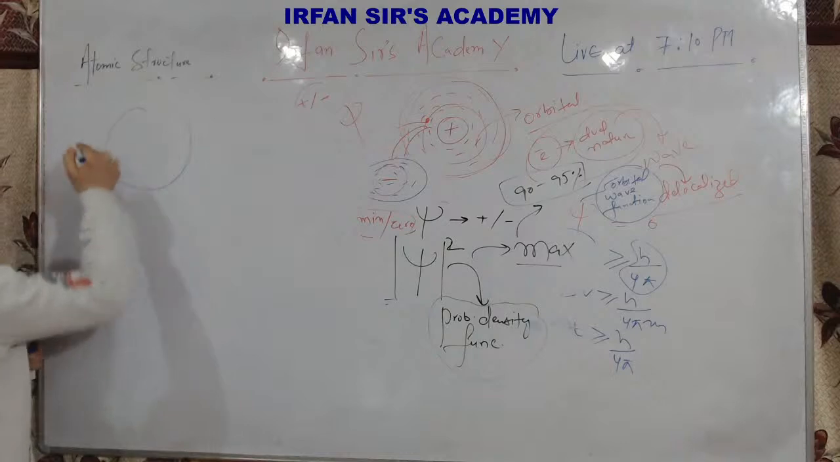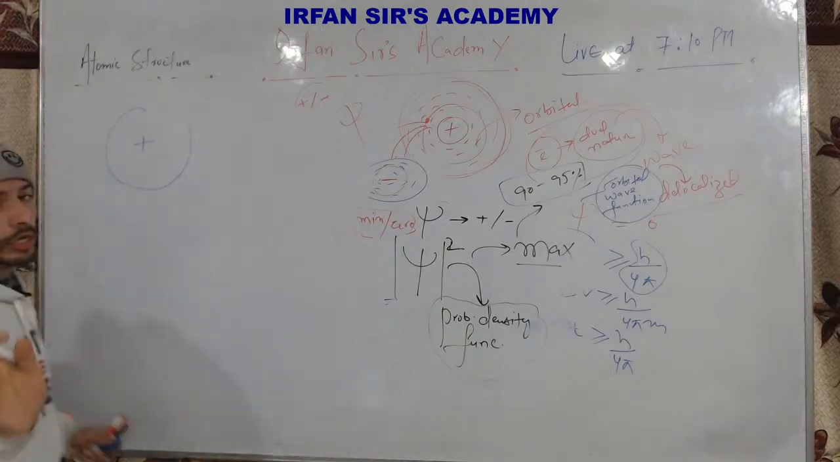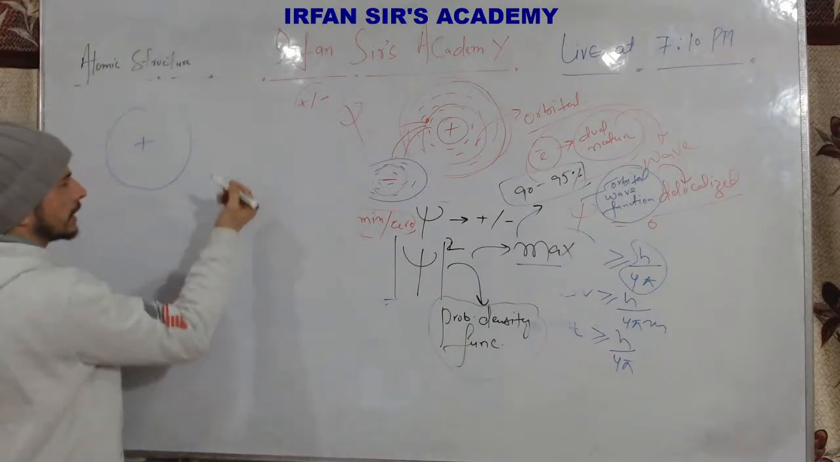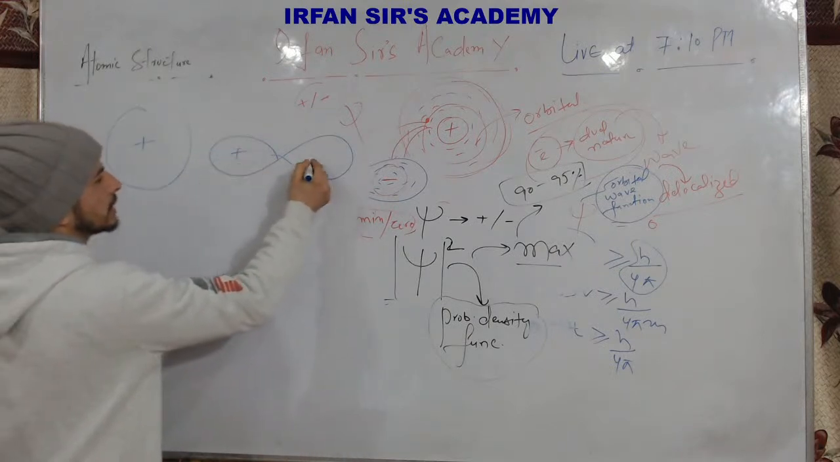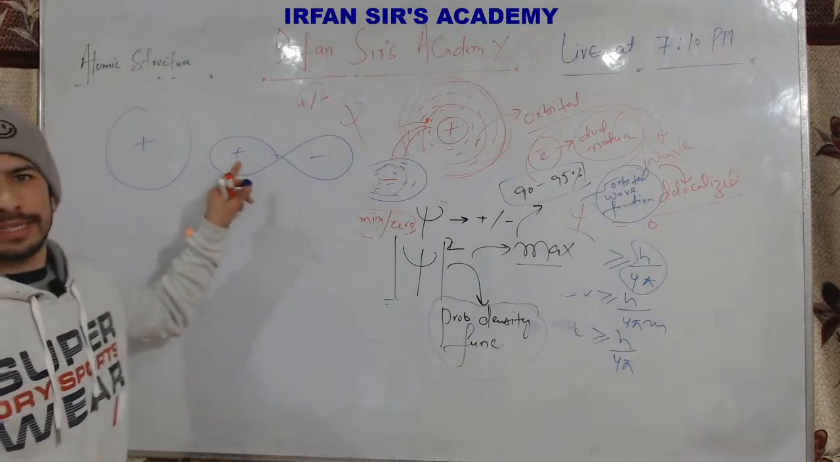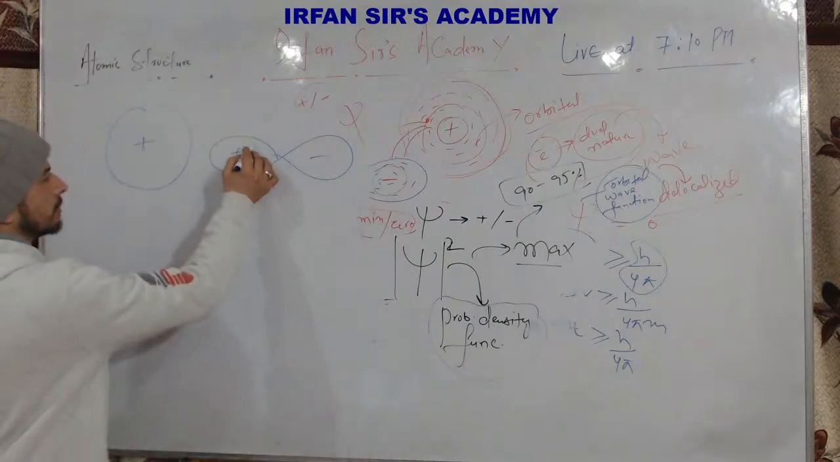One is s orbital. You know, the s orbital is spherical in shape. This plus, it's not nucleus, it's the sign of wave function. Then there is p orbital. P orbital is dumbbell shaped. You write this positive and negative. You know that it is a sign of the wave function. This is not a sign, but it is electron density.